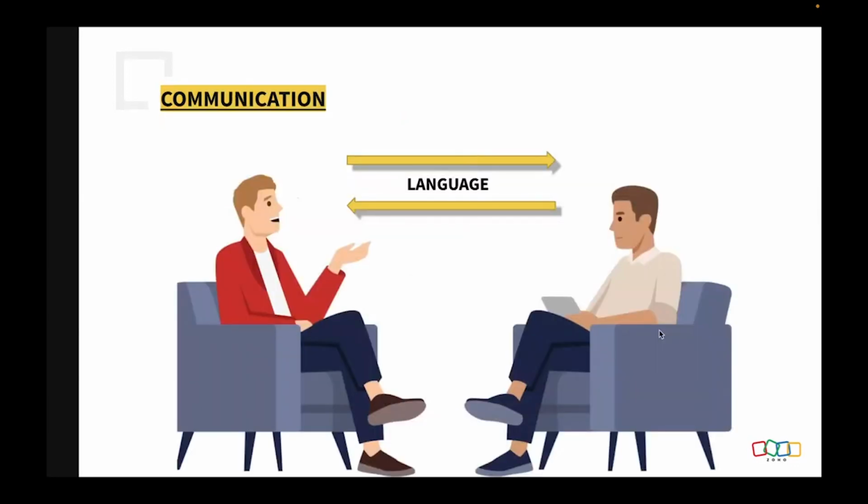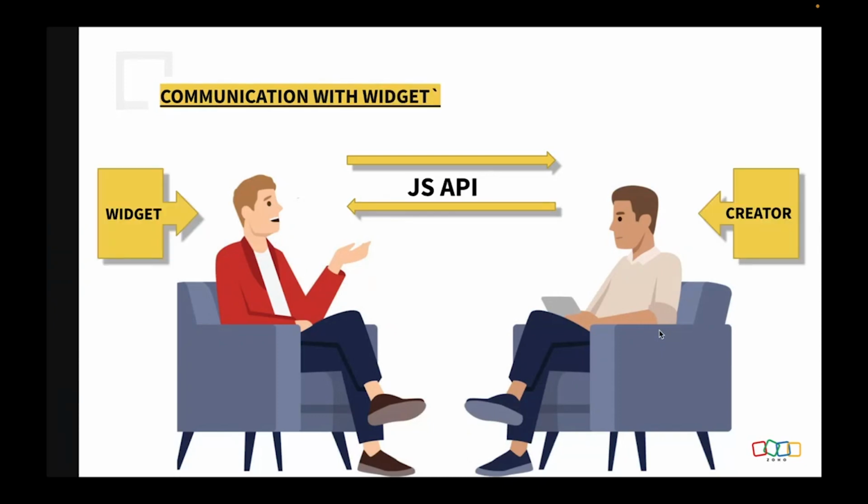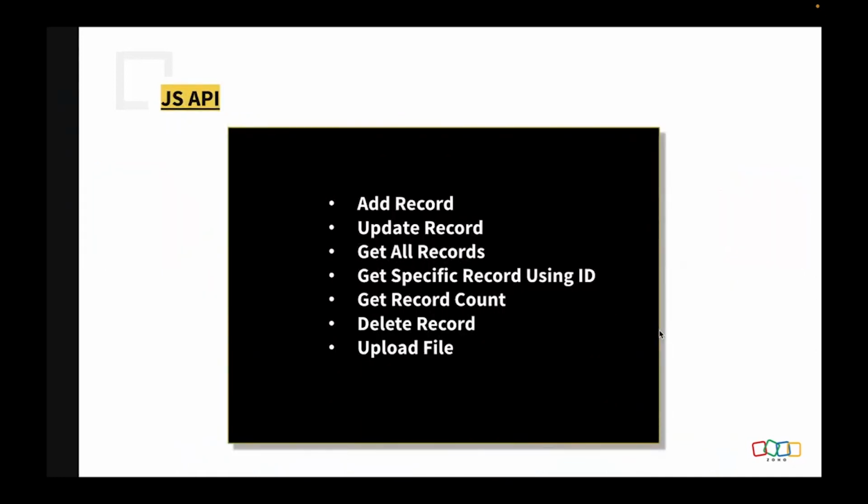And speaking about communication, you might wonder how this external widget and the creator are communicating. Like two humans have languages as a source of communication between them, the communication between the external widget and the creator is achieved using JS API. JS API acts as a bridge of data communication between the widget and the creator. Here are a few JS APIs that help in data communication.